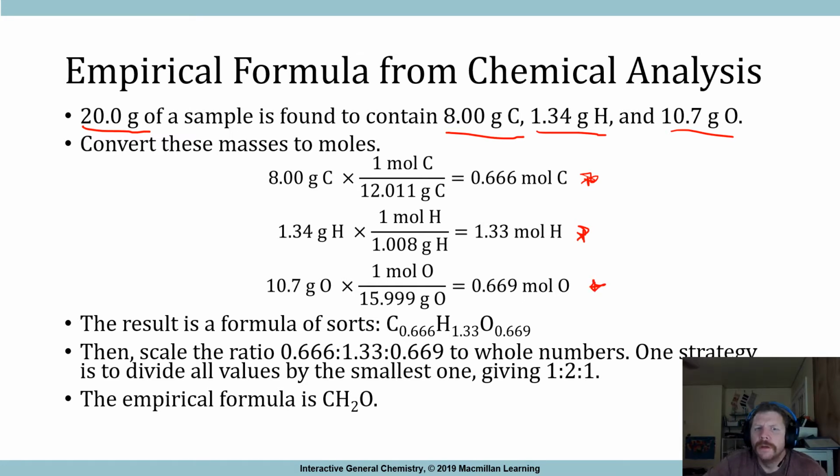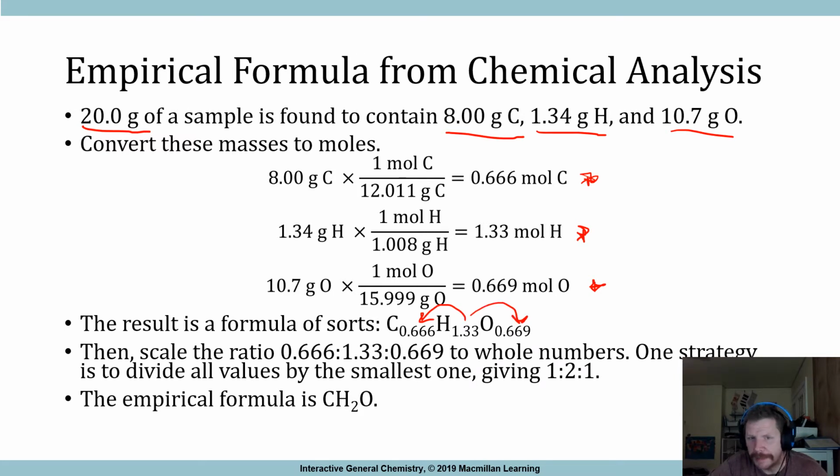Okay, so what you would get is a formula that is C 0.666, H 1.33, and O 0.669. And when you look at those numbers, you'd say, well, that can't be right. Whenever I look at a formula, I need whole numbers. I need C2H4 or something like that, not a fraction or a decimal point. However, what that shows you when you compare these numbers to one another is that you basically have a ratio.